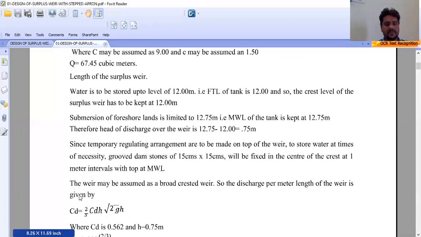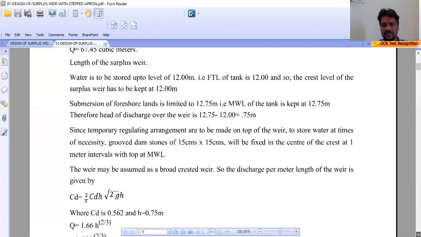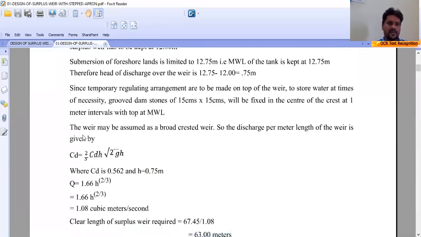So now we can calculate L. The weir may be assumed as a broad crested weir. Definitely the length is high. So the discharge per unit length, this is discharge intensity. The formula for discharge intensity is not Cd, this is q equal to 2/3 of Cd. You know how to calculate for a rectangular channel, right? In the same way, for a rectangular weir we have to calculate.